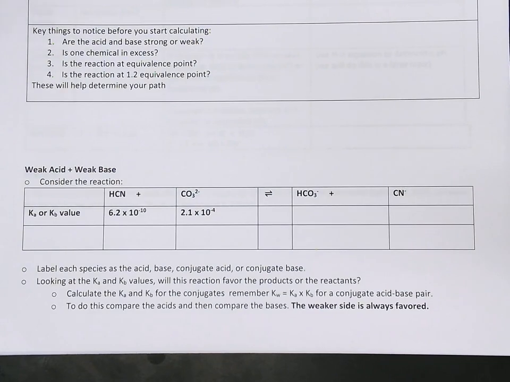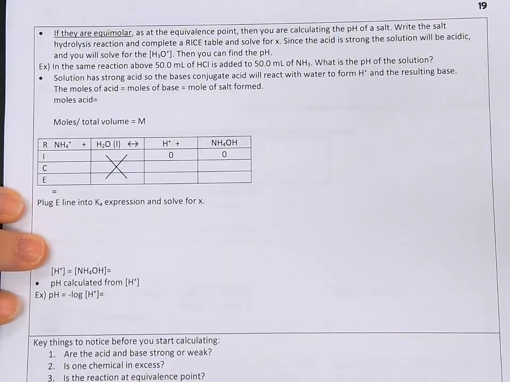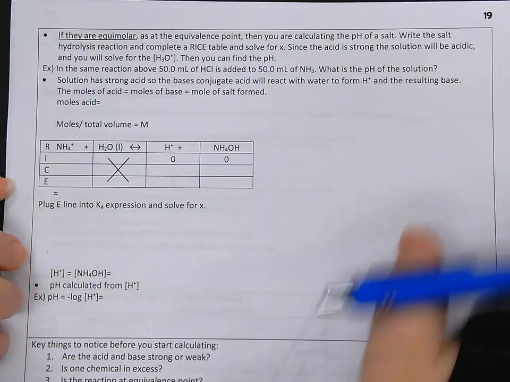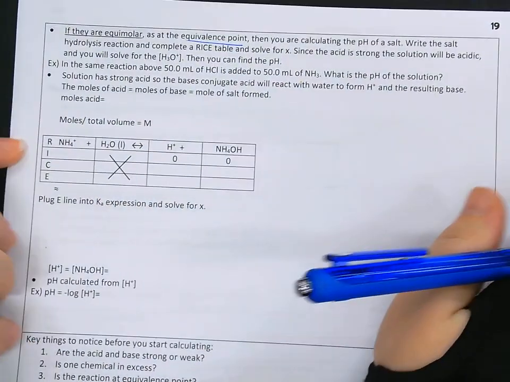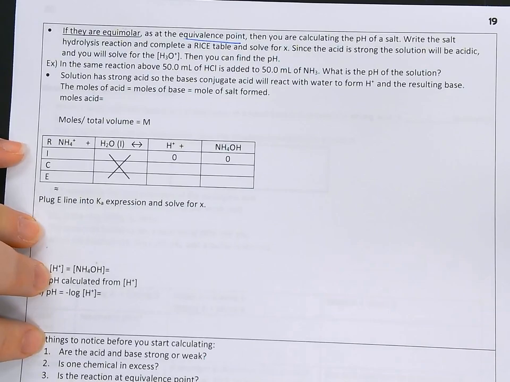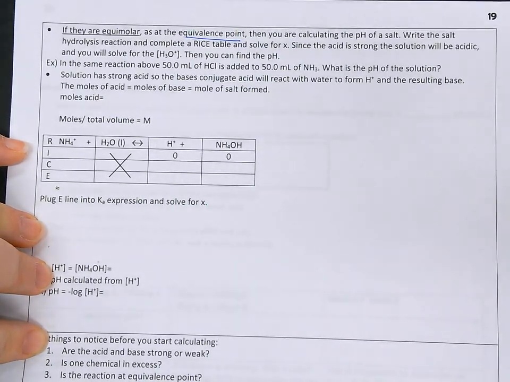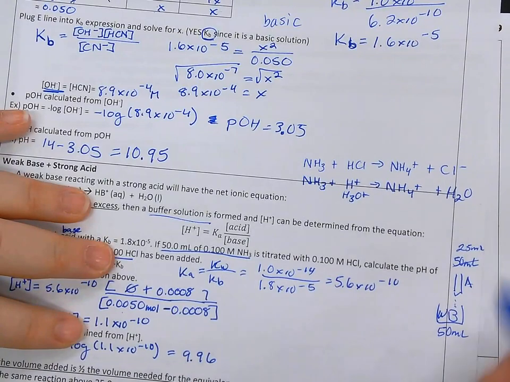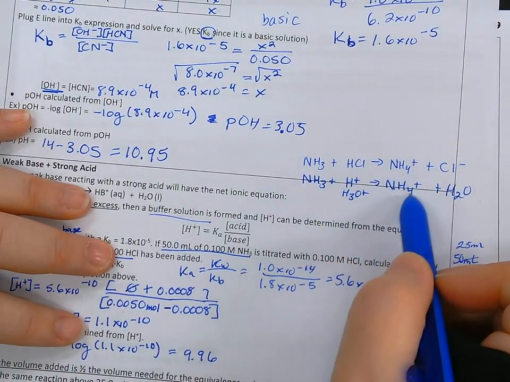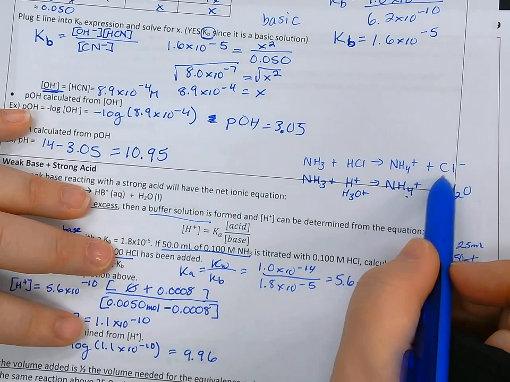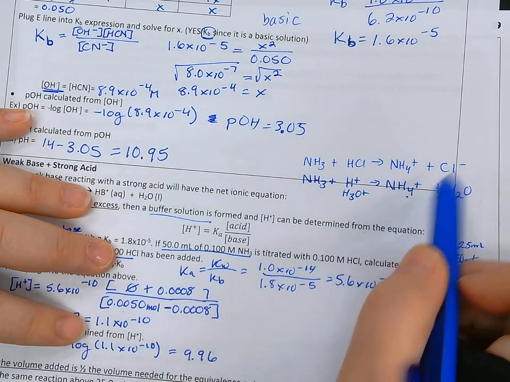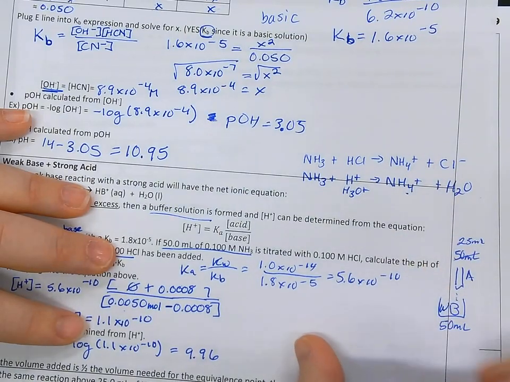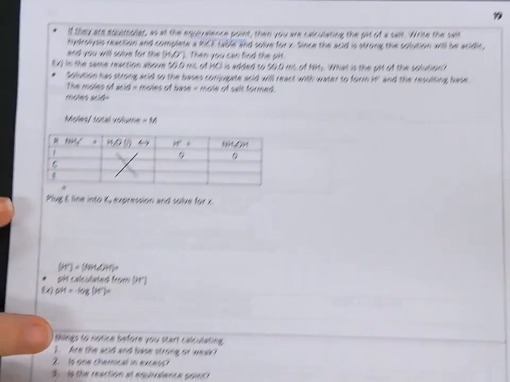All right, now for the fun part. All right, our RICE table. So, if they are equal molar, as at the equivalence point, you're calculating the pH of a salt. So let's look at our reaction. I just moved my paper. So we are creating the salt of our acid. So basically this NH4 and Cl, that would be our salt. But they dissolve, and the chloride is a spectator ion, so we really don't see it. It's the NH4 plus that's reacting. Okay, that's the part of the salt that we're looking at.